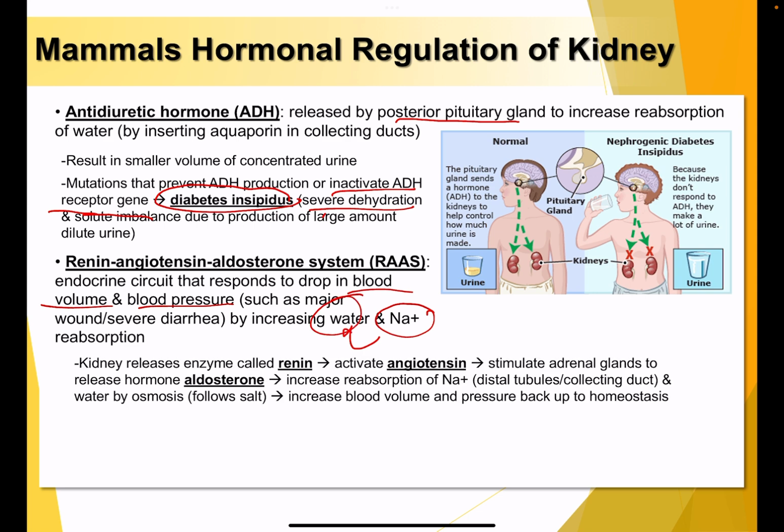How it does it is that once your body senses that there is lower blood pressure and lower blood volume, the kidney will release an enzyme called renin, which will activate angiotensin, then stimulate your adrenal glands to release aldosterone. Aldosterone is the hormone that increases reabsorption of sodium ions through the distal tubules and collecting duct.